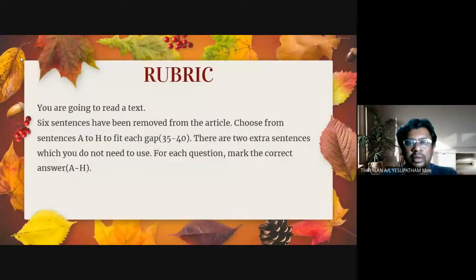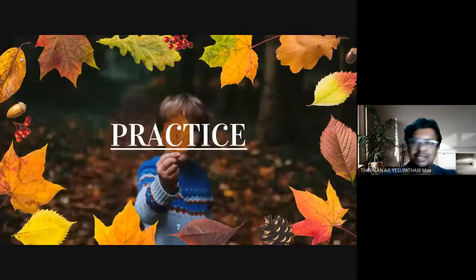Let's move on. Now, this is the rubric or the task, the question. You are going to read a text. 6 sentences have been removed from the article. Choose from sentences A to H. A to H is 8. A to H to fit each gap from 35 to 40. There are 2 extra sentences which you do not need to use. For each question, mark the correct answer A to H. Now, we are going to move on to the practice.